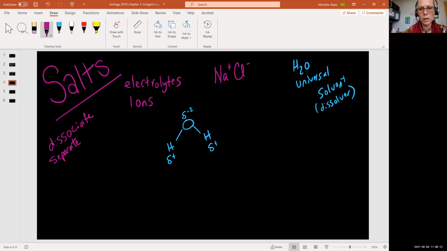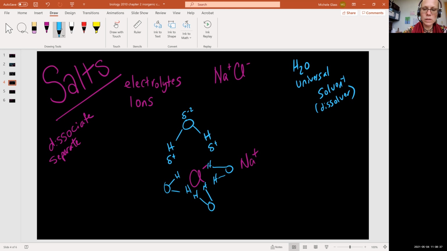So what we're going to see happening is water will surround those chlorides, and they'll surround in such a way so that you would expect your hydrogens, which are your positive part of your water, to surround the chloride. And then on the flip side of that, you're going to see that sodium ion is going to be surrounded by the negative side of the water molecule. So the oxygen is going to surround the sodium.